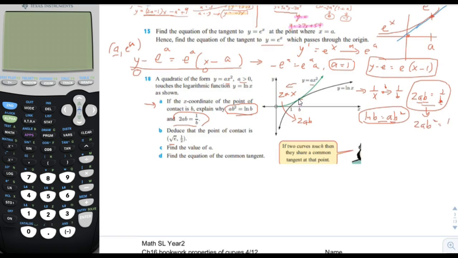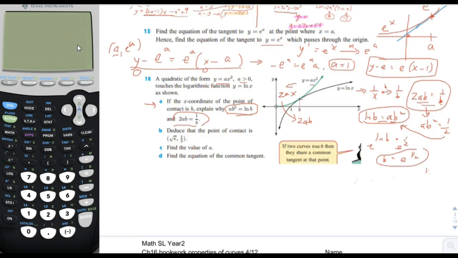And then we divide both sides by 2. We'll put the 2 over here. And now we have ab squared equals 1/2. Okay? And so now we can put that in for that. And so we're going to have log b equals 1/2. And let's take e to the log b and e to the 1/2, and then we get b equals e to the 1/2. So we know what b is.